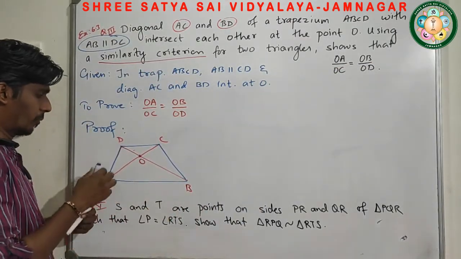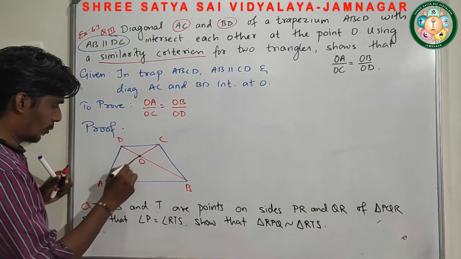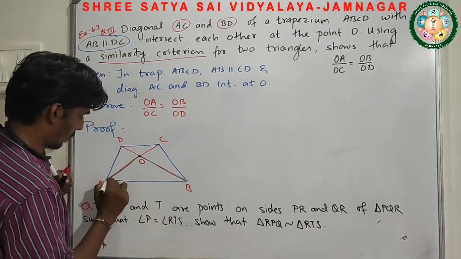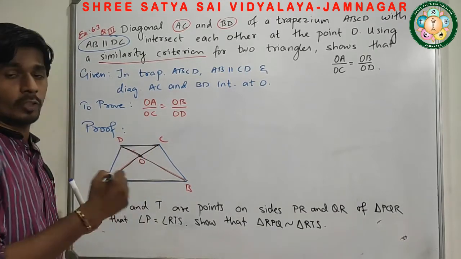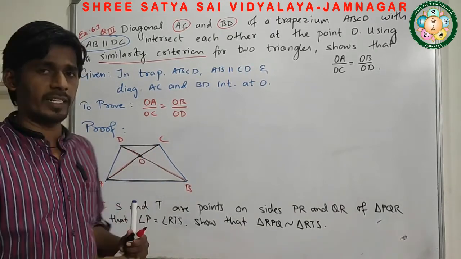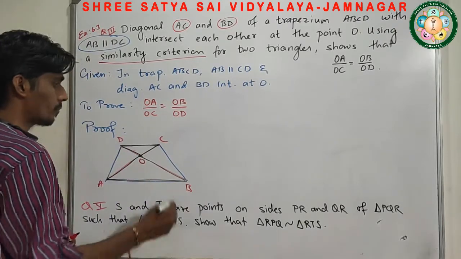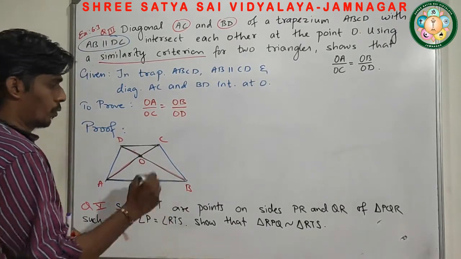So which triangle will come in both? I have to prove these two triangles, this triangle and this triangle, similar. So this should come first in the mind: which two triangles do I have to prove similar? So let's start to prove it.